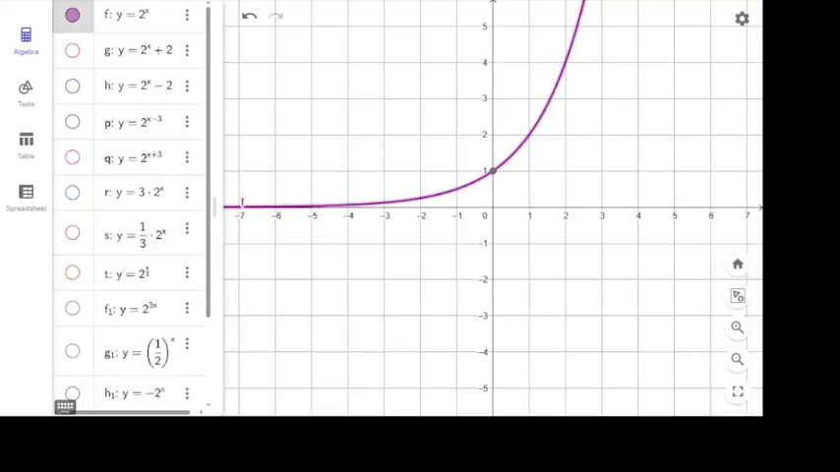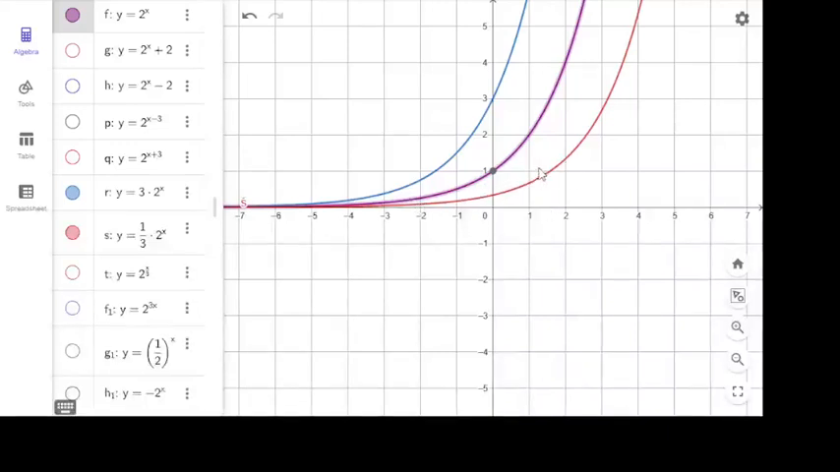Now I want to check when I have a coefficient, and the absolute value of my coefficient is larger than 1 or is between 0 and 1. When it's larger than 1, you will see on the graph, I have a vertical stretch. And when this coefficient is between 0 and 1, I have a vertical compression.